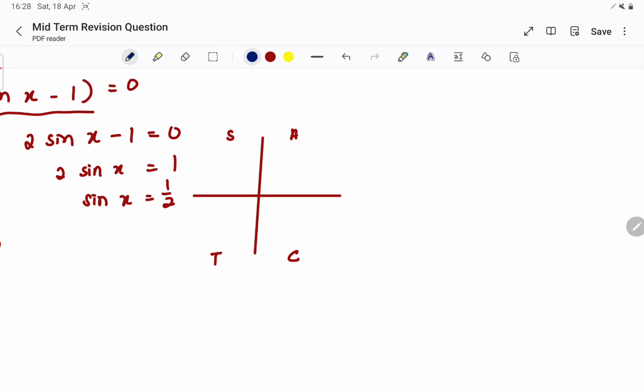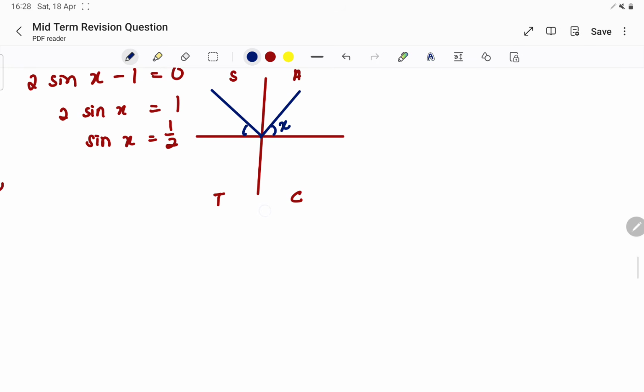So from this quadrant diagram, x will be either in the first quadrant or in the second quadrant, which is here and here. So how do we get the value of x?